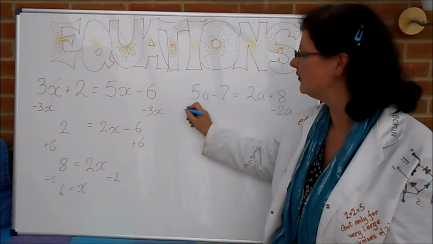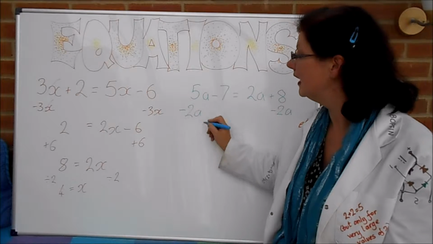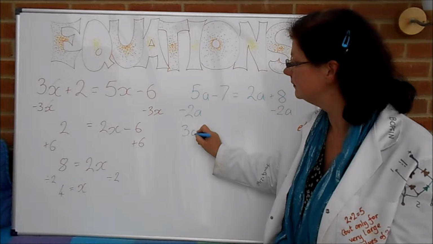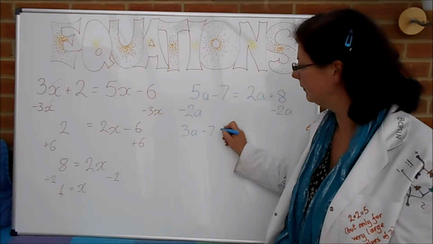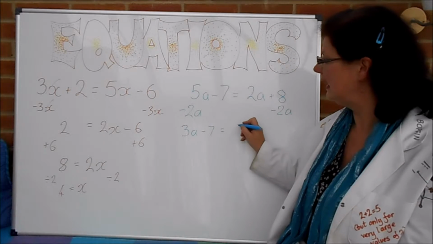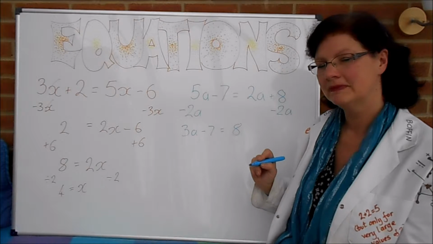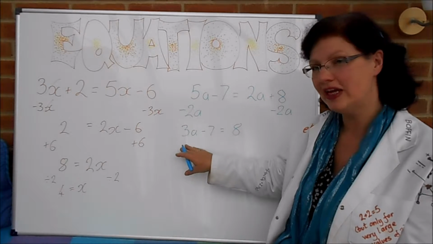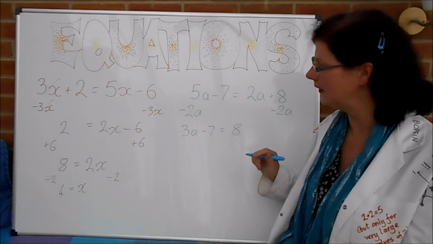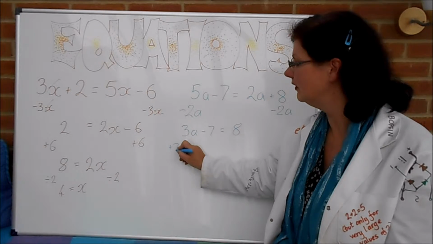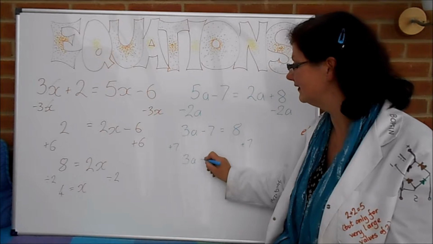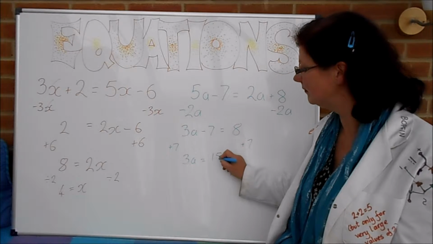So I'll subtract that from both sides. The left hand side becomes 3A minus 7 is equal to 8. Now we want to move that take away 7 so that we've just got the A's on that side and we've got everything else on the other. So I'm going to add 7 to both sides, which gives me 3A is equal to 15.